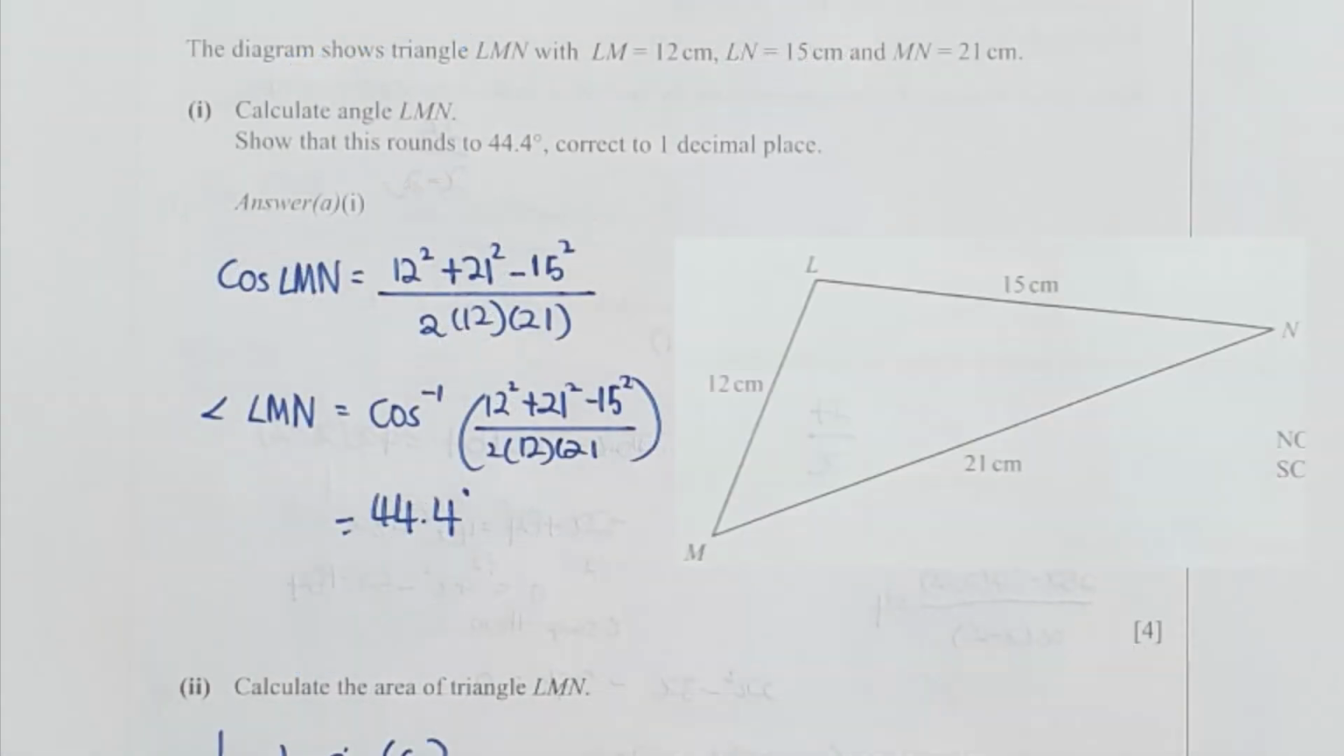Question 6. If we are using the cosine rule to calculate the angle LMN, fill up the formula. You should be able to identify the answer as 44.4.